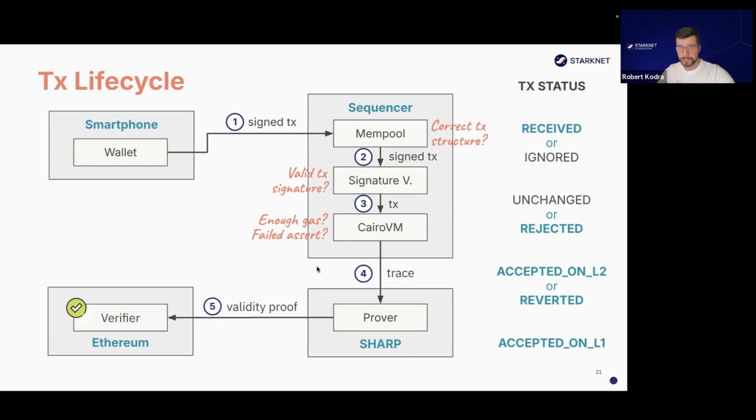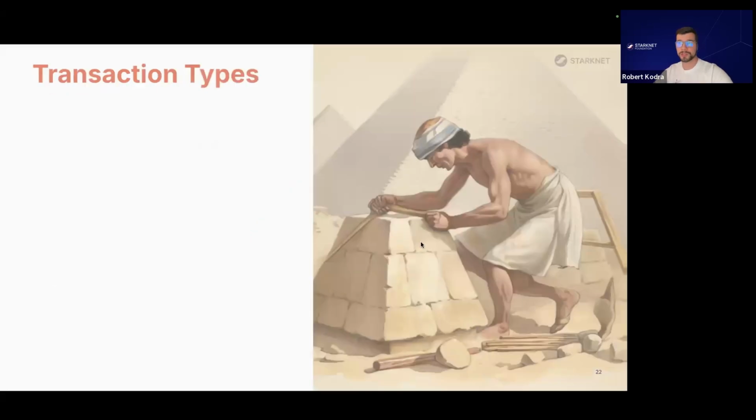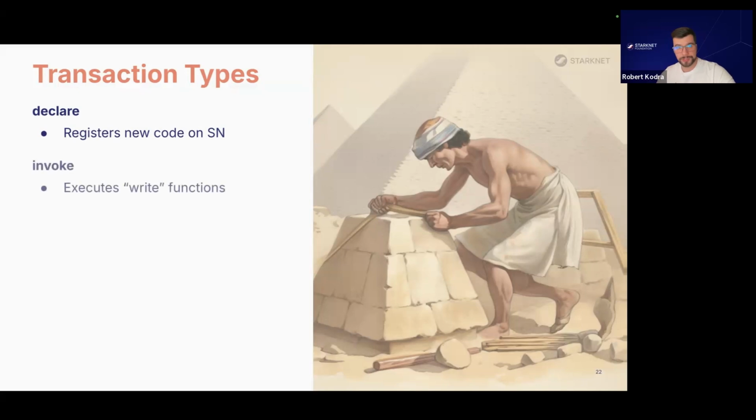Okay, now I'll move forward a little bit. Here I just want to go through the different transaction types that we have on Starknet. The first one we already talked about is the declare transaction, which allows you to register new code to Starknet. Then we have the invoke transaction, which allows you to execute write functions. And I guess you'll learn about this.